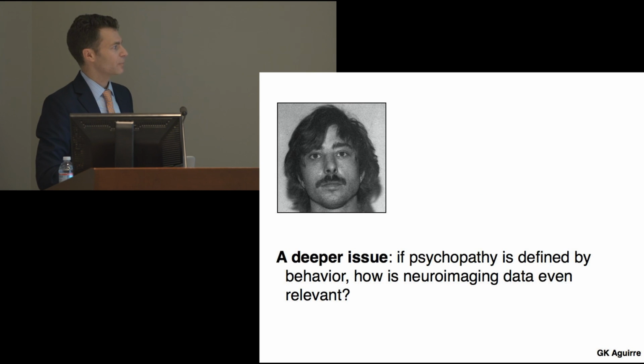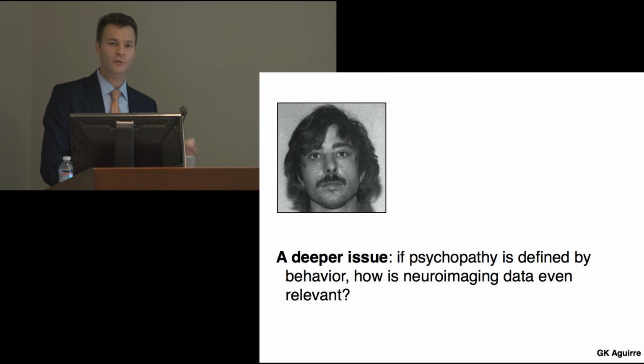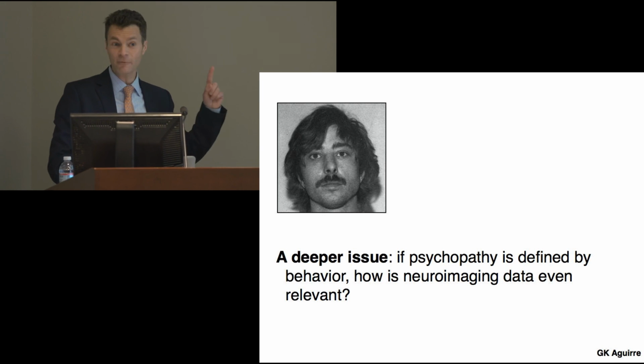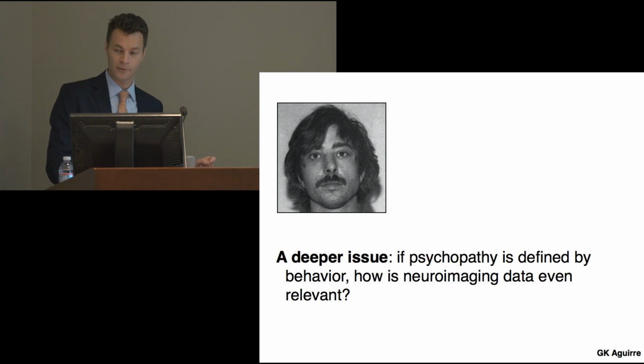Further, there's a deeper issue. And the deeper issue is, if psychopathy is defined by behavior, how is the neuroimaging data even relevant? Okay, so if what it is to be a psychopath is to have a certain pattern of behavioral responses, right? If I can measure psychopathy and say, oh, you're a psychopath, but you're not, based upon behaviors that you make, how does it even help you or tell you anything to take a look at the brain structural or brain functional responses in psychopaths versus normal people? Basically, maybe everything that you need to know about assigning people into these categories can come from the behavior, okay?